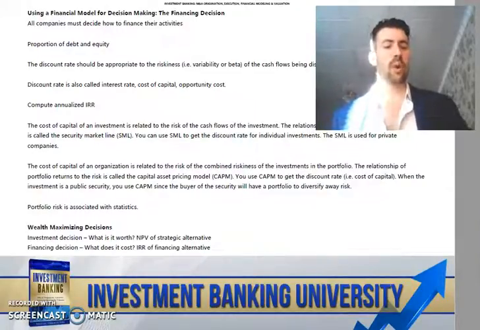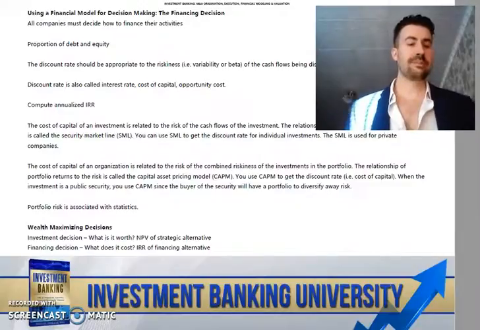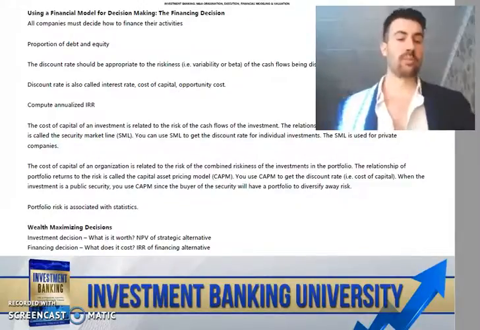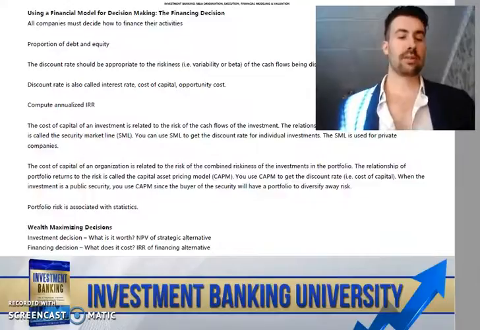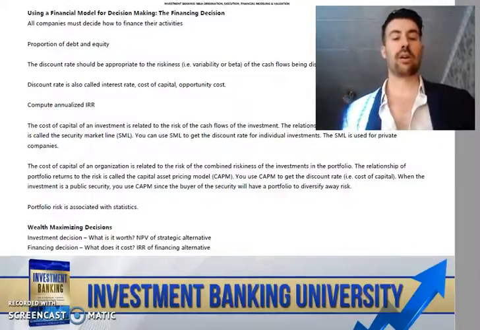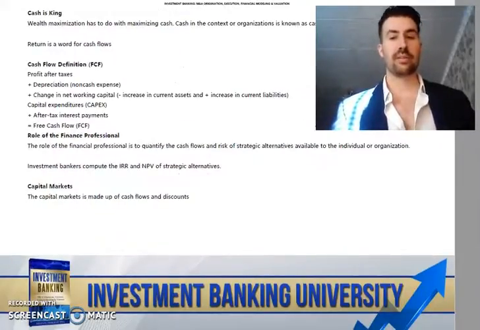In terms of wealth maximizing decisions, on the investment decision side, we're ultimately asking what is it worth, and we're going to be utilizing NPV of a strategic alternative. On the financing decision side, we're asking what does it cost, and we're going to be computing the IRR of the financing alternative.